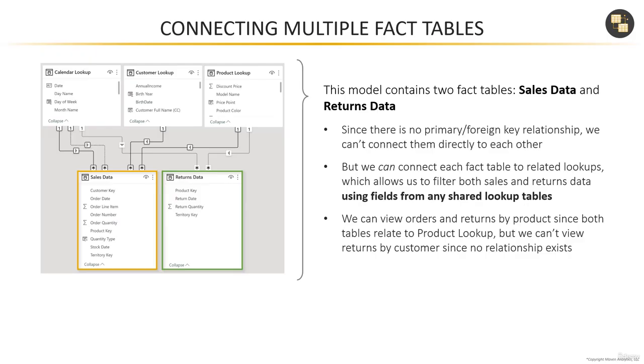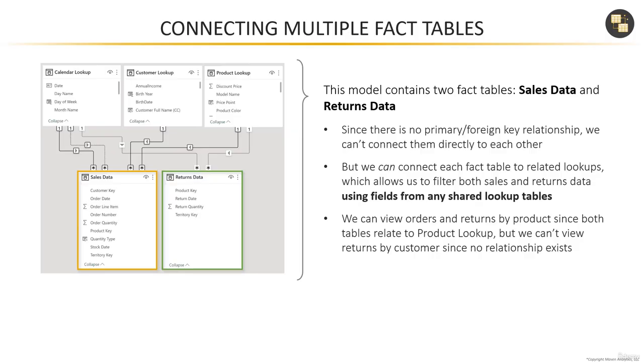But note that we don't have a customer key in our returns table, and therefore we cannot create a relationship to our customer lookup. And this is very common in the real world because you may have data from 5, 10, 20 different sources, and it's unlikely that all of those tables will contain the exact same comprehensive set of foreign keys. In other words, some of them may only be able to connect to a subset of dimension tables in your model. And that's exactly what we're seeing here.